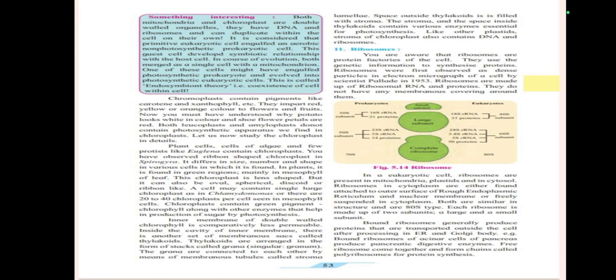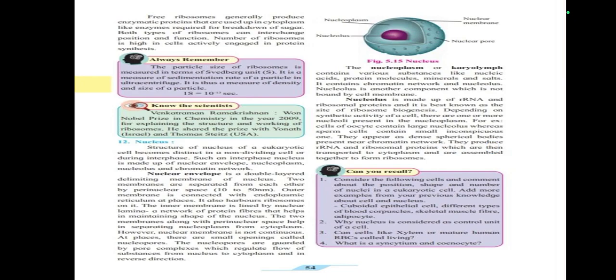Free ribosomes come together to form chains called polyribosomes for protein synthesis. Free ribosomes generally produce enzymatic proteins that are used up in the cytoplasm, like enzymes required for breakdown of sugar. Both types of ribosomes can interchange position and function. The number of ribosomes is high in cells actively engaged in protein synthesis.